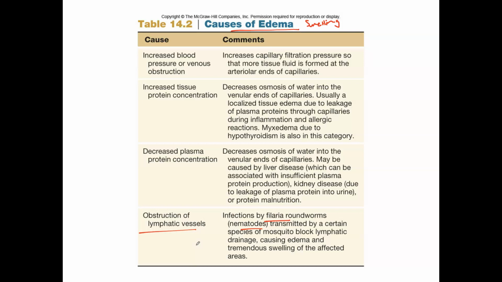You may be familiar with the clinical pathology called elephantiasis. So elephantiasis is caused by mosquitoes transmitting these nematode worms that end up blocking the lymphatic system, and they're going to lead to a tremendous amount of swelling within the interstitial spaces.